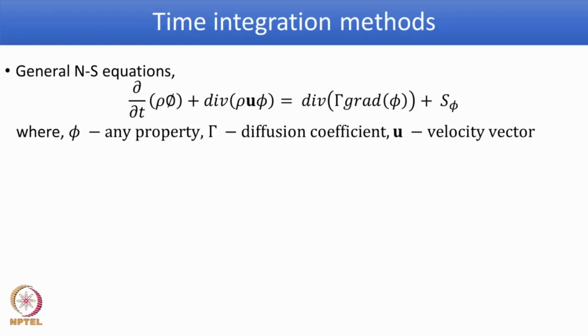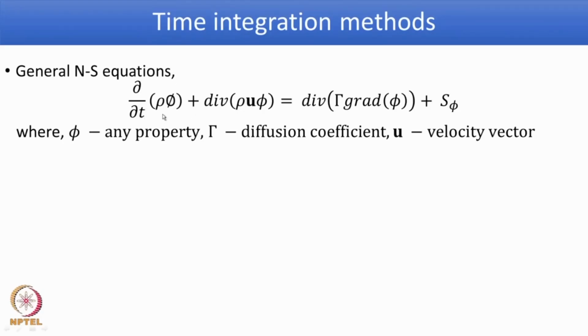So, time integration methods. In the general Navier-Stokes equation, we have considered the diffusion term separately, the convection diffusion term together, and there is one more important term, that is the time derivative term. So, we have to know how to do that in the finite volume strategy as well. The general Navier-Stokes equation is written as shown here: dou by dou t of rho phi plus divergence of rho u phi equal to divergence of gamma grad phi plus S phi, where phi is any property, gamma is a diffusion coefficient and u is a velocity vector.